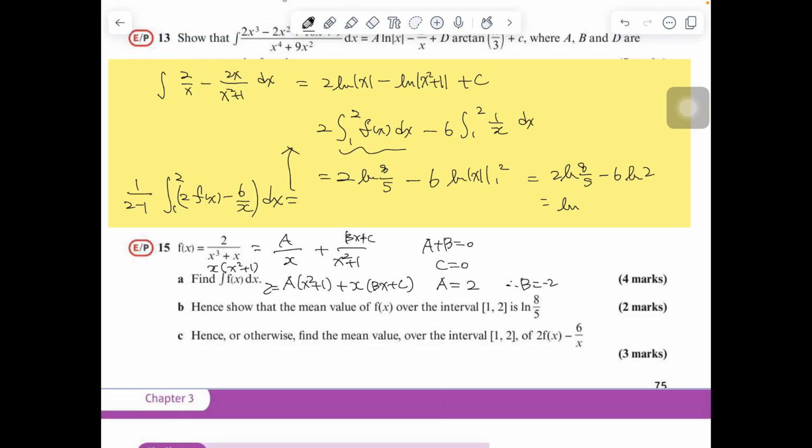So ln of (8 squared over 25) times 1 over 2 to the power of 6, which is like this. So ln of 1 over 25, or negative 2 ln 5.